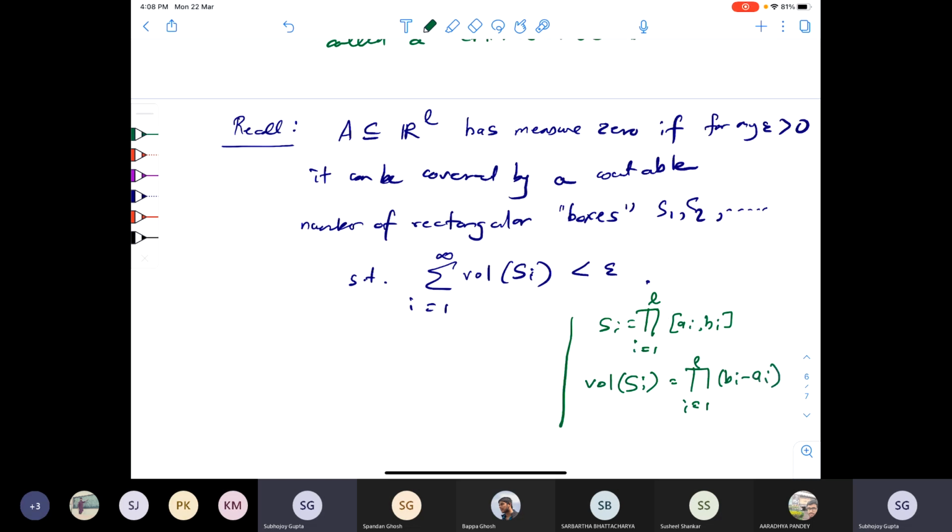Okay, in fact, here you can make these open also if you want, but it doesn't quite matter. But anyway, that's what a measure 0 set is. For any epsilon, you cover it with a set of volume at most epsilon, and so you can. So this is measure 0.